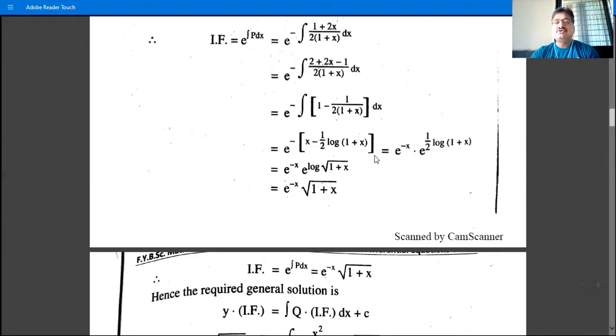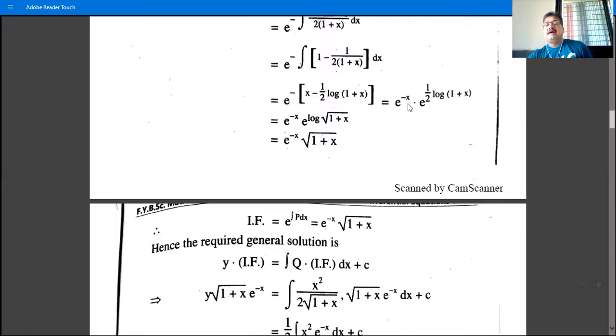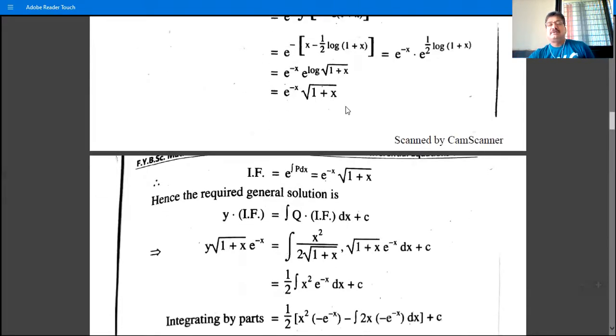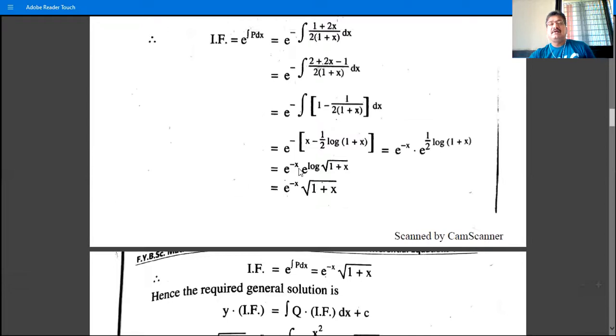So it is e raised to minus x into e raised to minus, minus becomes plus, 1/2 log 1 plus x. So the base is the same, addition of powers. So split into the two parts: e raised to minus x, and e raised to 1/2 log 1 plus x. 1/2 log 1 plus x is log (1 plus x) raised to half, meaning log root 1 plus x, and e and log get cancelled. So we have root 1 plus x e raised to minus x. This is the integrating factor.